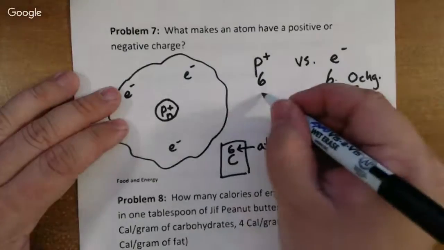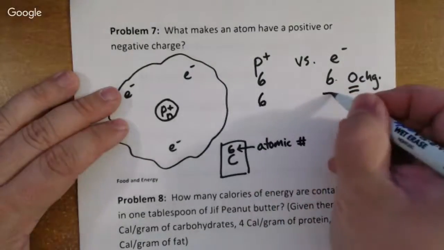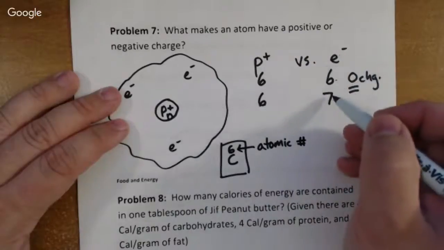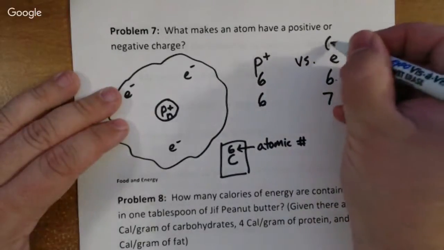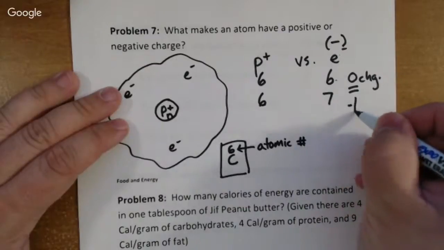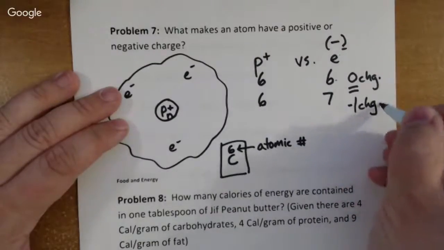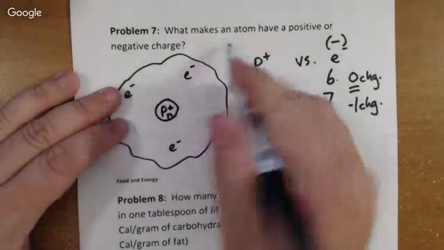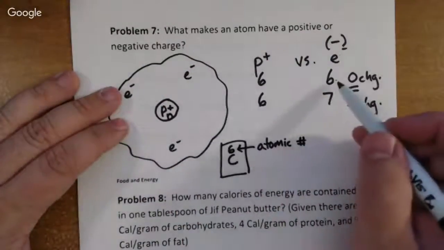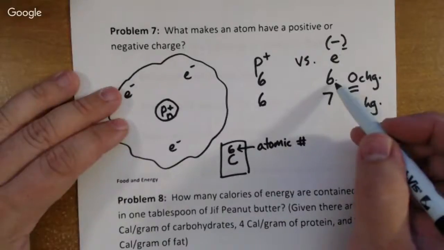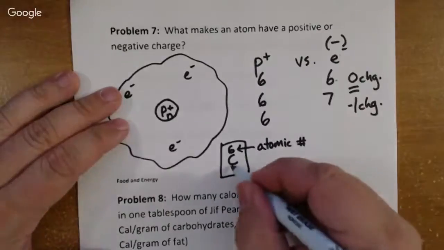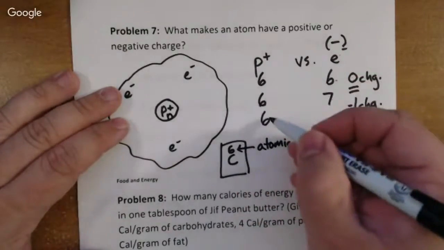If I had 6 protons and 7 electrons, it's no longer balanced. I've got 1 extra electron. Electrons are the ones that are negative, and since I have more electrons, it has a negative charge. So when we look at what makes an atom positive or negative, you look at relative numbers of protons and electrons.